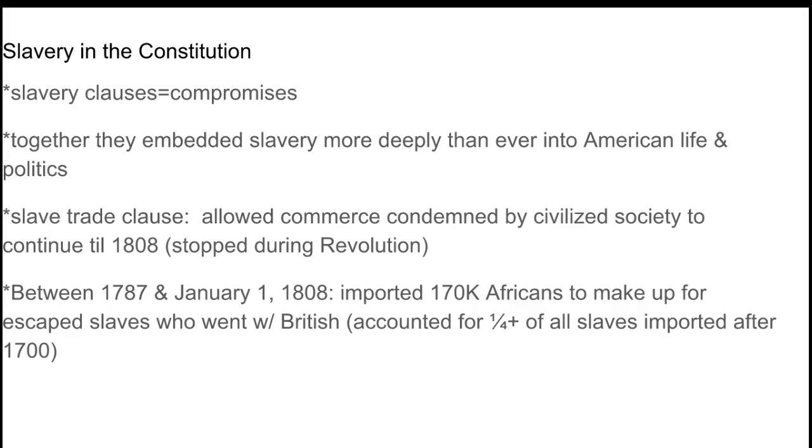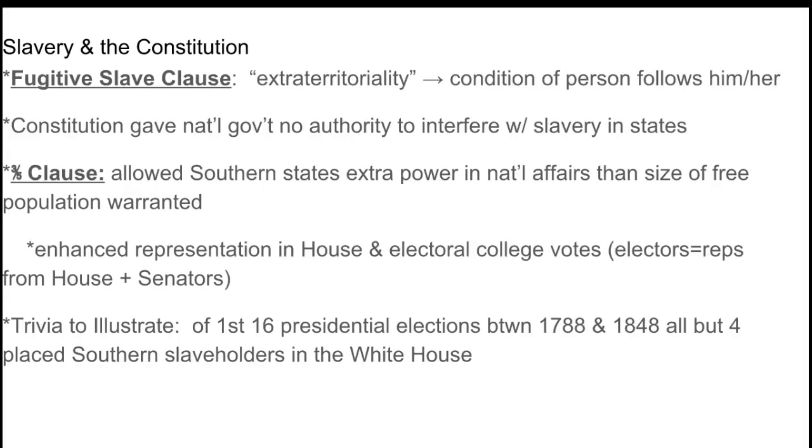These people had left, and so they were making up their lost property. The Fugitive Slave Clause said that the condition of the person, meaning if he is free or a slave, follows him no matter where he goes. If he goes to a free state, it doesn't really matter because his condition follows him. And the Constitution didn't give the national government any authority to interfere with slavery in any state.